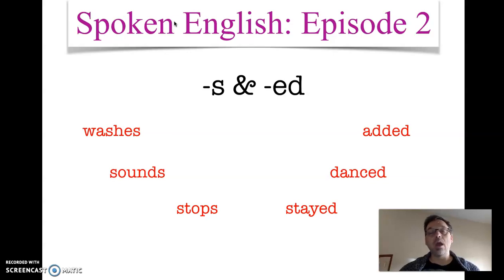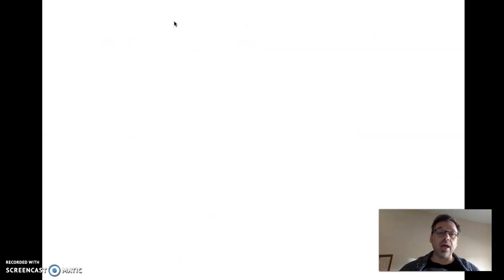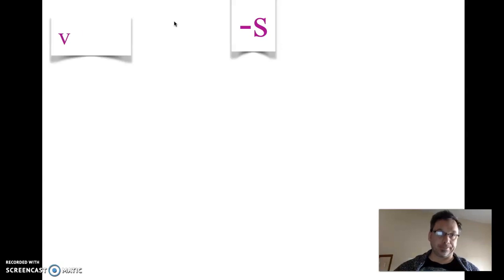Well, the fascinating thing about these two suffixes is that even though it's one suffix S and one ED, each of them actually makes 3 different sounds. If you heard it while we were practicing right here. Let's go ahead and look first at the S suffix. So remember last time we talked about voiced sounds.